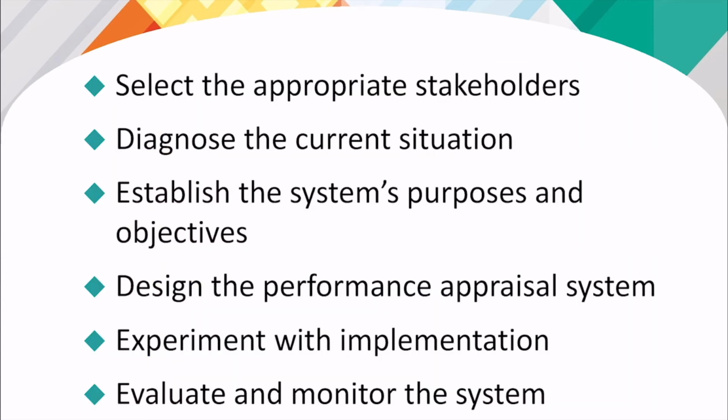Now, the application stages: select the appropriate stakeholders. Those are the ones that have a vested interest in that individual or individuals. Diagnose the situation, what's going on, establish the system's purposes and objectives, design the performance appraisal system. Now, when we design the system, it needs to go towards the development and the betterment of those employees. It shouldn't be just an HR function. Well, we've got to do this because HR says we have to do it, and legally we're bound to do that, so that if we fire somebody, then we have some paperwork to back it up.